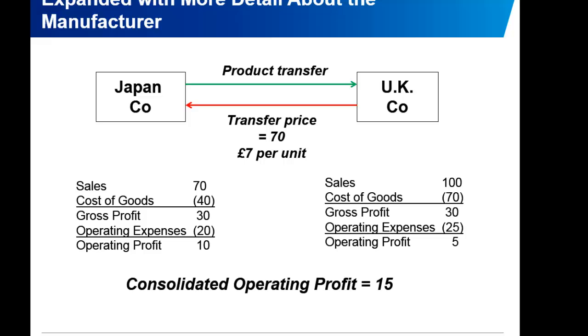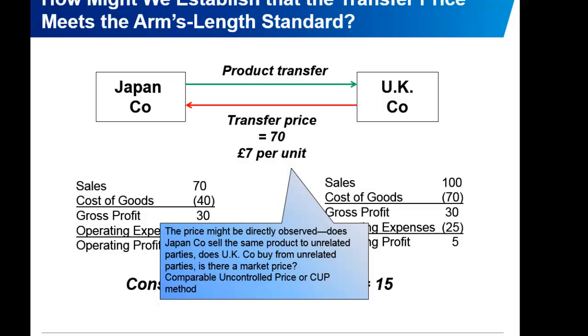And that's asking the question, is the £7 per unit that's being charged in the transaction comparable to the price that would have been charged in uncontrolled transactions or transactions to unrelated parties? Japan Co. may sell the exact same product to an unrelated party that it's selling to UK Co. And the most important thing about using a comparable uncontrolled price is really that comparability factor. You'd want to ask, what are all the features that are important for determining the price of the particular item you're selling, and making sure you control for that when you're looking for a comparable.